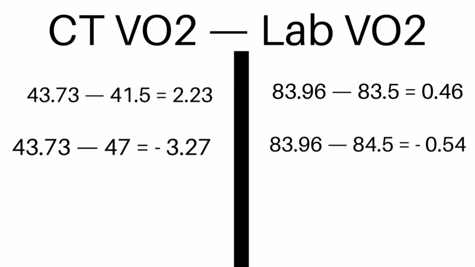Now, let's say, for example, instead it came out to 47. Well, again, just subtract it from the first assessment, the 12-minute race pace test. And right here, when you take the 43.73 minus 47, it comes out to negative 3.27.